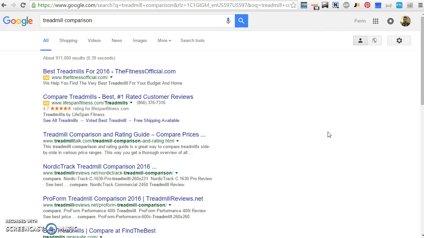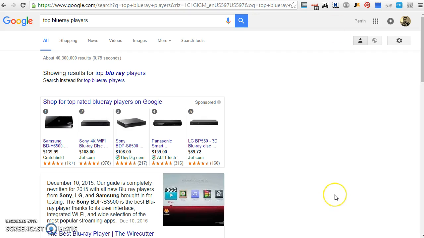Comparison is a really good one. People who are looking for products or for a certain type of product and comparing them against each other are typically very far along in the buying process, in the sales process. They're ready to make a decision. And finally, there are words like top Blu-ray players. These are people who are far along in the buying process because they want to know which ones are the best. So you can kind of see the spectrum here.